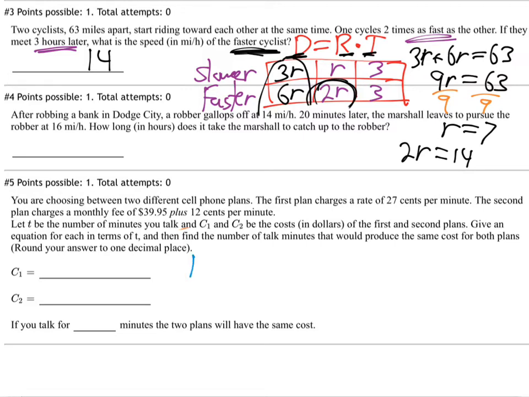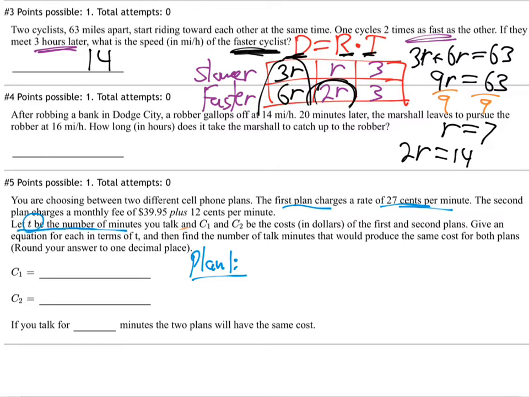So plan 1 says the first plan is 27 cents per minute, period. So it doesn't matter how many minutes you talk. It's just 27 cents for every minute. So, and how long do we talk for?